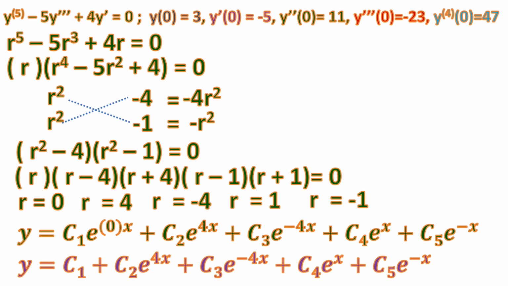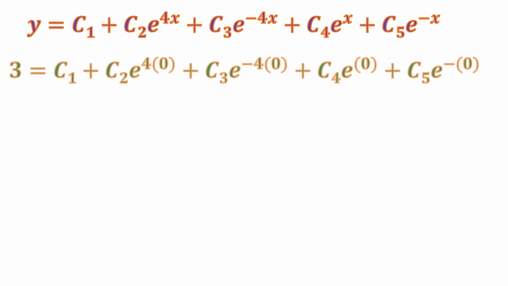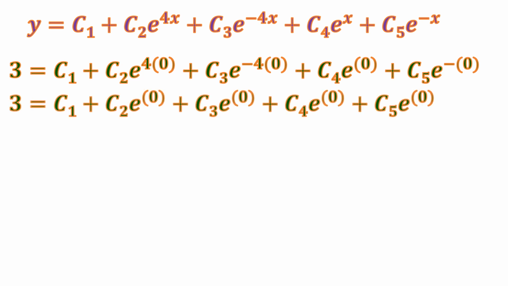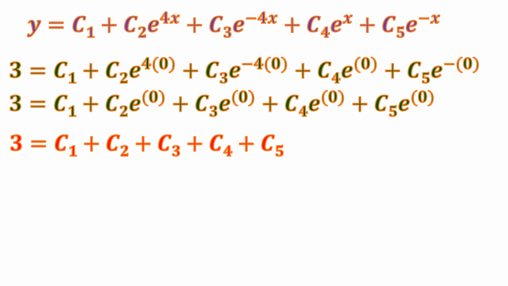And we can use this to substitute, where there is a given y of 0 equals 3. So let's copy it and let us substitute. If x is 0, then y is 3. So every x is changed into 0 and all the numbers multiplied by 0 become 0. So every e raised to the 0 becomes 1. So every e will be gone because it all becomes 1. And here's the first equation. 3 equals c1 plus c2 plus c3 plus c4 plus c5.